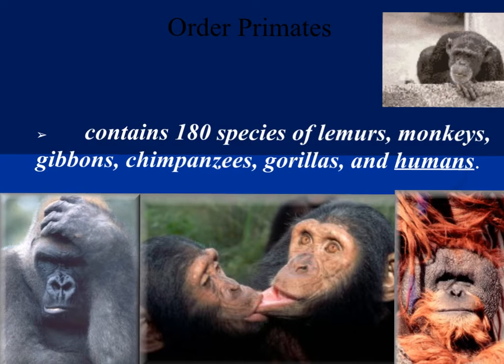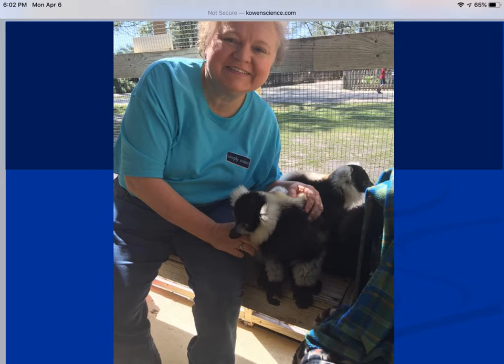The order that is made up of primates has about 180 different species. This includes lemurs, monkeys, gibbons, chimpanzees, gorillas, and humans. And I got a couple pictures of my students up there. You can pick out which one is yours. Again, this is down in Gulf Shores at that little tiny zoo. And I did an animal interaction with lemurs.